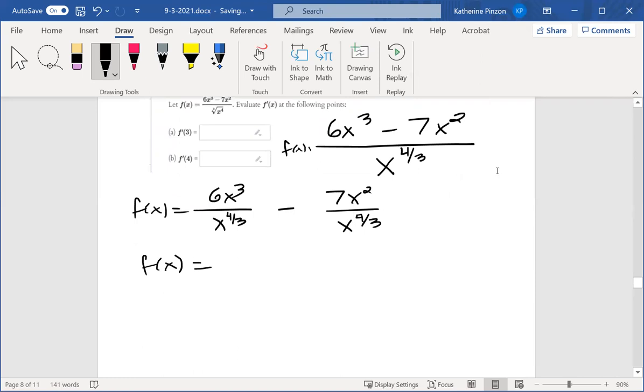When you divide two things, what do you do with their exponents? Subtract them. So I'm going to do x to the 3 minus 4/3. So in your calculator, do 3 minus 4/3. 5/3. And then I'm going to do the same thing for this guy, 2 minus 4/3. 2/3.